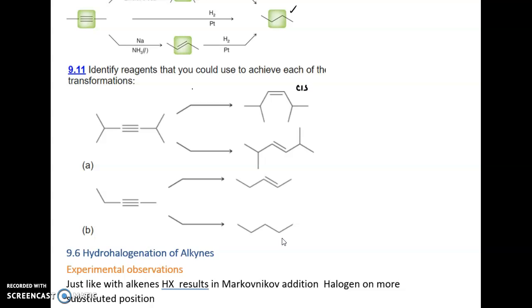So we know we want a poisoned catalyst, and we'll use Lindlar's, and we'll have to have some hydrogen in there. Here we have a trans, so we'll be using the sodium in the liquid ammonia. I think I said nitrogen before too. That's ammonia, obviously. Okay, if we want a trans, like this one, again, we'll use sodium in ammonia. And if we want to get rid of all the double bonds and triple bonds, we'll use hydrogen and a platinum catalyst.